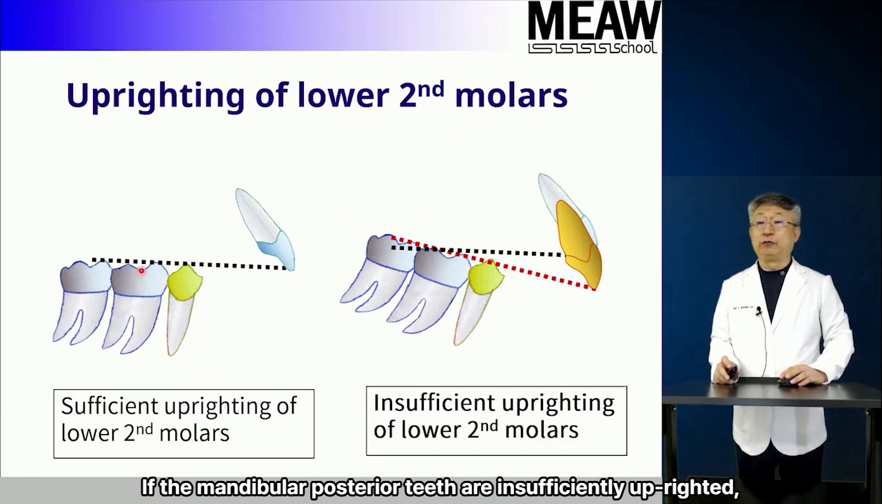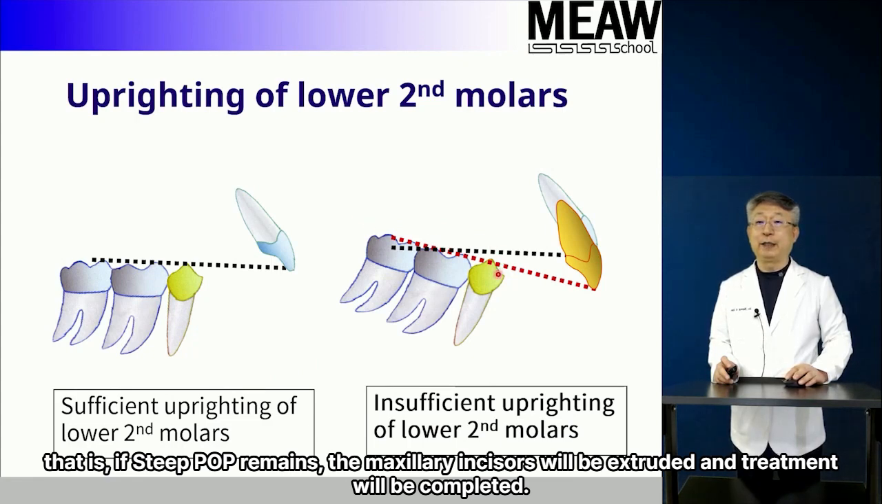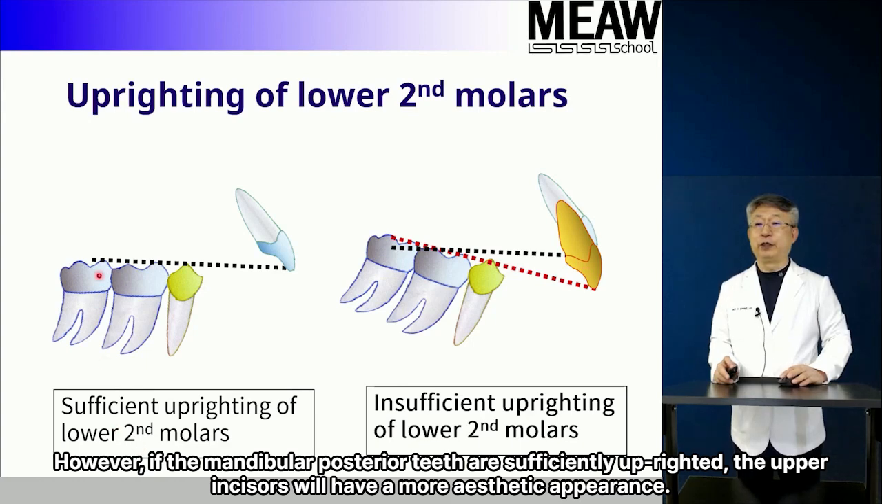If the mandibular posterior teeth are insufficiently uprighted, that is, if steep POP remains, the maxillary incisors will be extruded and treatment will be completed. However, if the mandibular posterior teeth are sufficiently uprighted, the upper incisors will have a more aesthetic appearance.